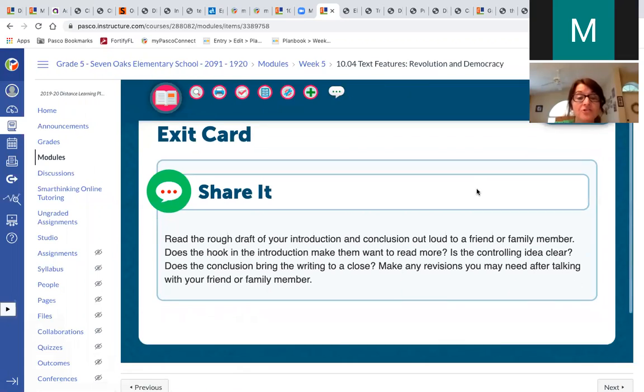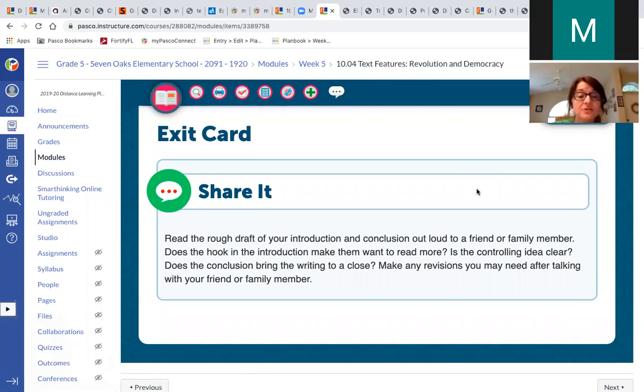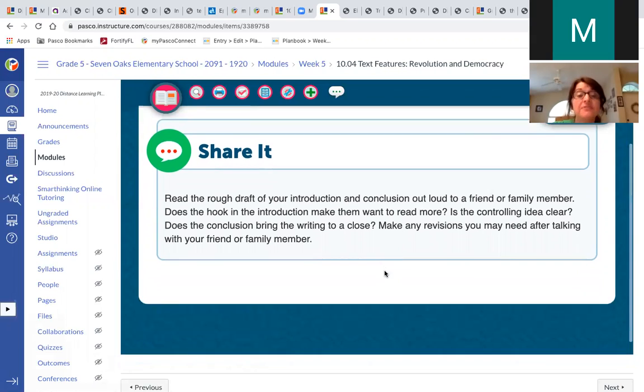All right, exit card, share it. This is an optional activity, just so you know. You're going to read through the rough draft of your introduction and conclusion out loud to a friend or family member. Again, that's optional. If you want to get a family member's feedback, that's fine. So here's the information here if you want to do that.